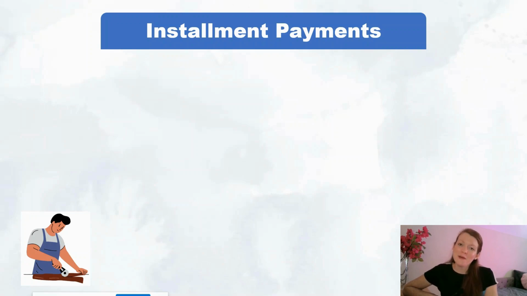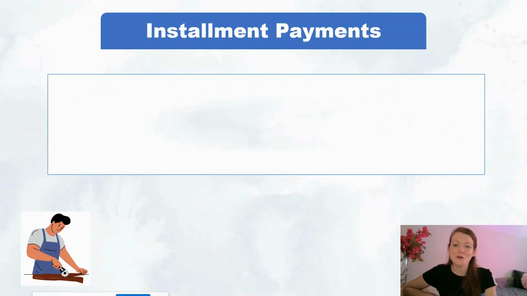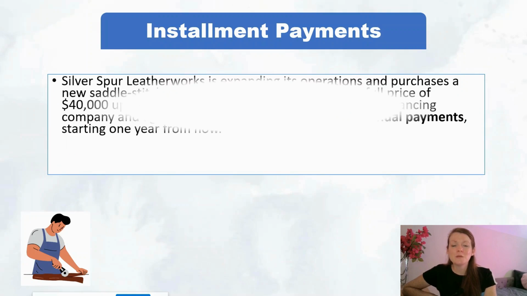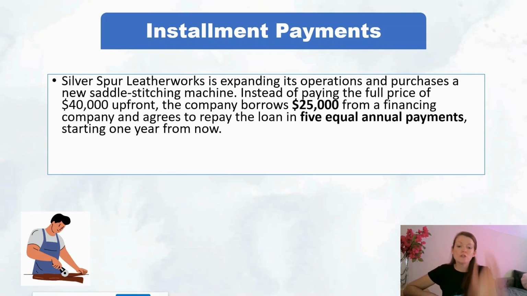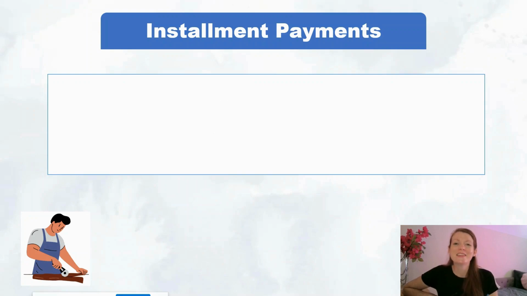So first, let's talk about installment payments. We've been looking at the different time value charts, the present value and future value charts, which we've seen several of each already. So now let's talk a little bit about installment payments. Before I even jump into that, let me just tell you, an installment payment is what we think of when we think about a mortgage or a car payment.